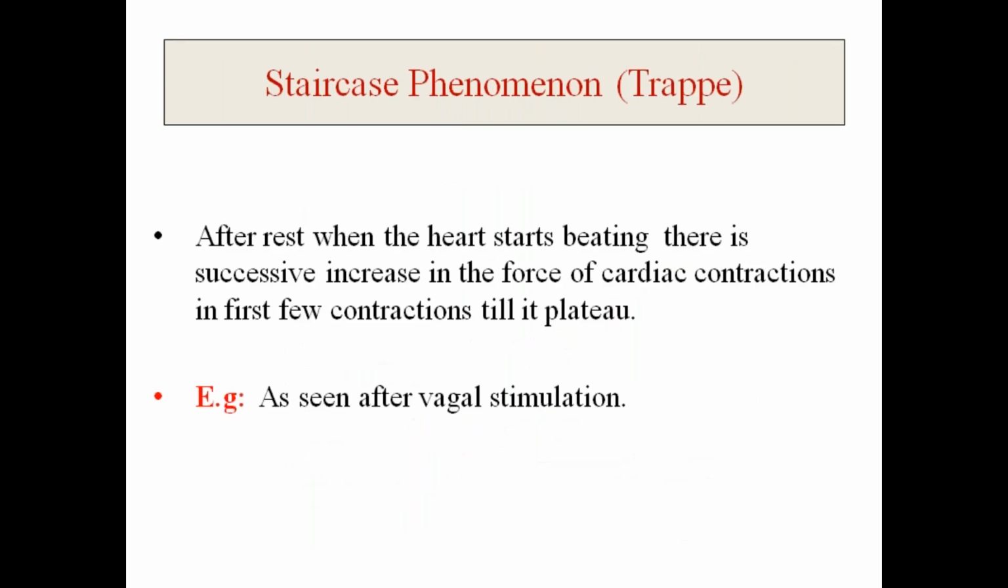Staircase phenomenon. To understand this, suppose you want to stop your heart. What is the way to stop the heart? You do parasympathetic stimulation. Parasympathetic has a negative effect over the cardiac contraction. These parasympathetic fibers are supplied by the vagus nerve. So you give a very strong stimulation of the vagus nerve. Because of this strong stimulation of the vagus nerve, there will be very strong parasympathetic stimulation, and because of that there could be a momentary stoppage of your heart.